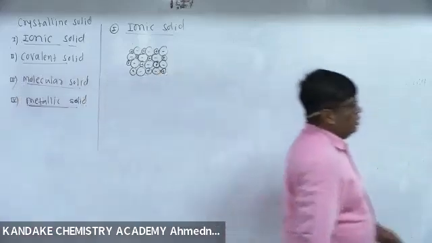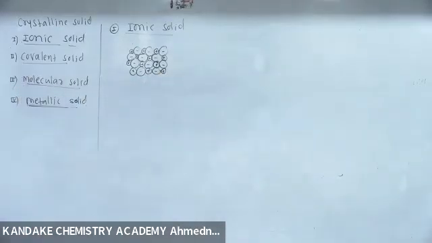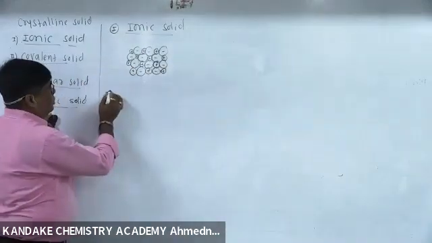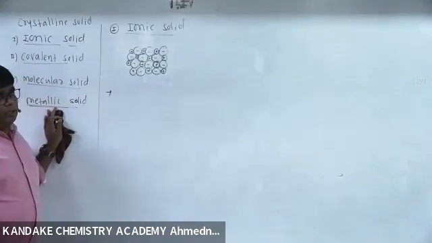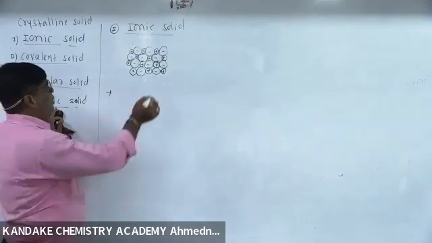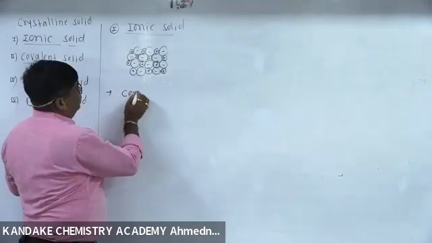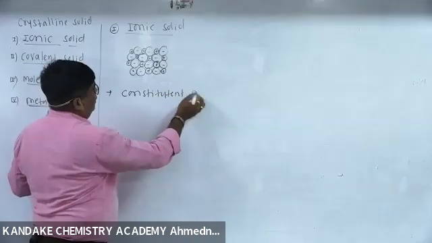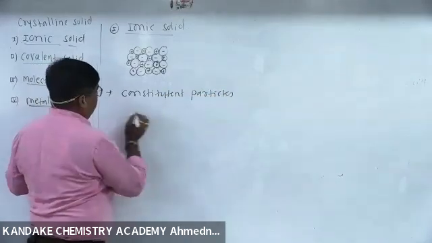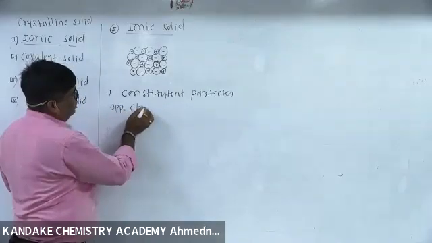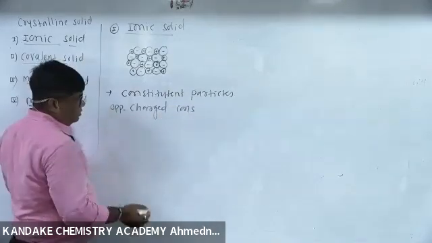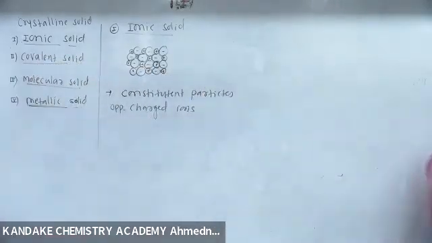लक्ष द्या आता. What are the ionic solids? These are the solids in which constituent particles are oppositely charged ions. So in case of ionic solid, constituent particles are oppositely charged ions.